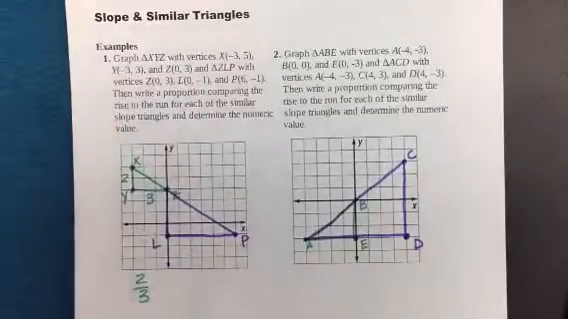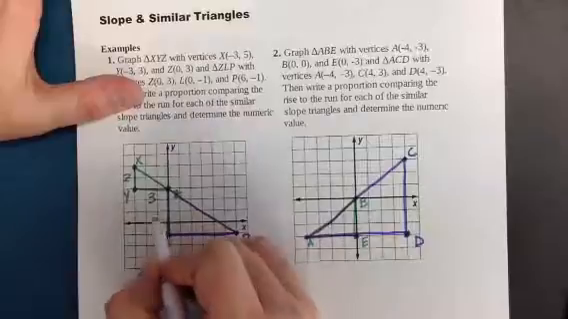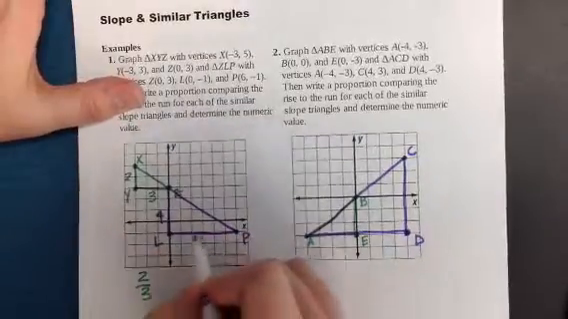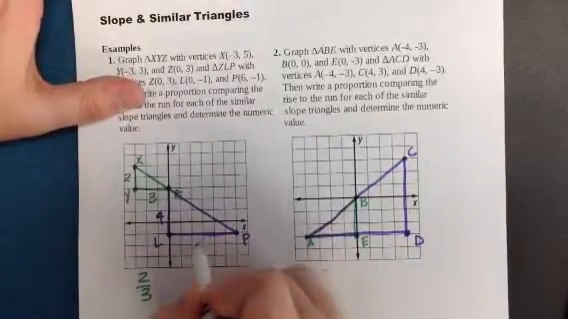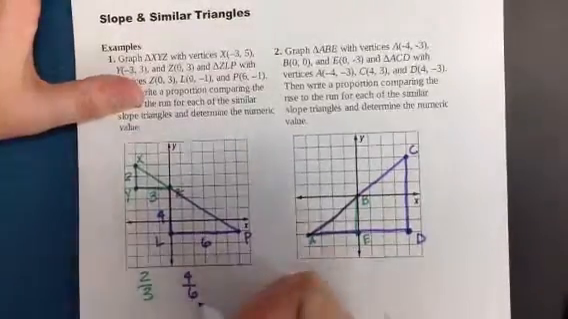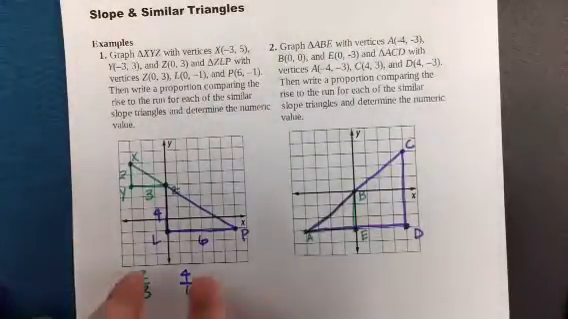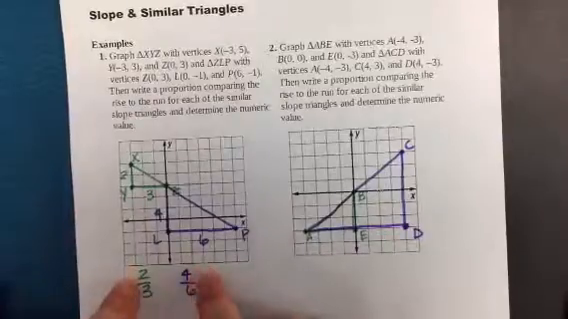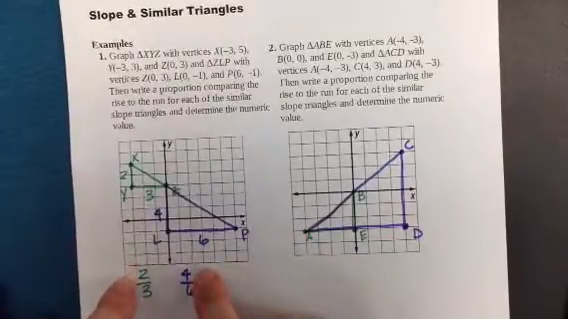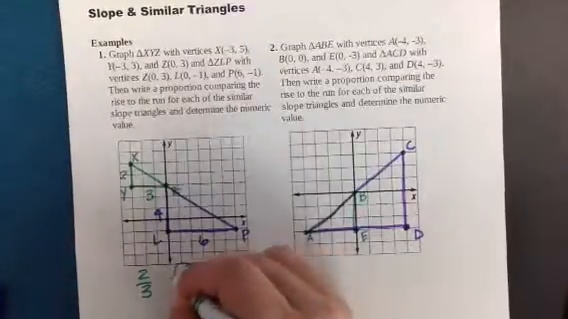And then I want to see if that's equal to this one. So I have a rise of 4 and a run of 6. Is that equal to 4/6? That's the question. Well, yeah, it would be, because 2 times 2 gets me to 4, and 3 times 2 gets me to 6. Also, this one reduced gets me to here.